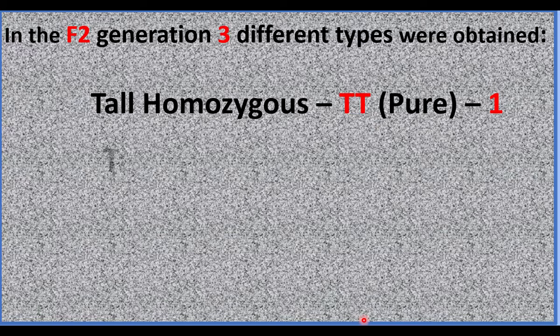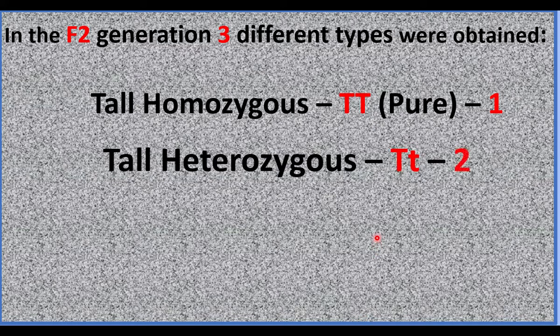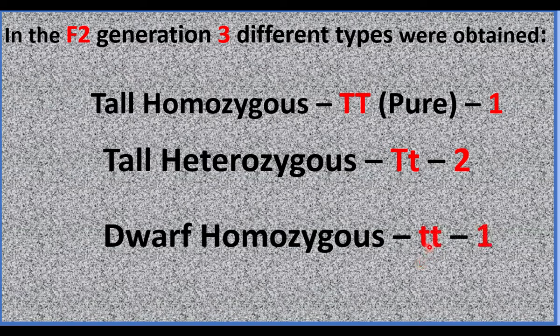And the second, tall heterozygous, 2 plants were obtained. Heterozygous plant has one dominant factor, another recessive factor. And dwarf homozygous, small t small t, 1 plant. So capital T capital T, capital T small t, small t small t are genotypes. The genotypic ratio is 1:2:1.